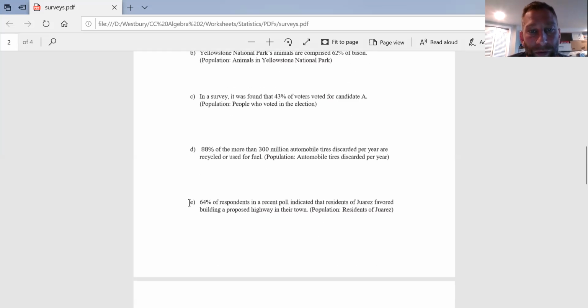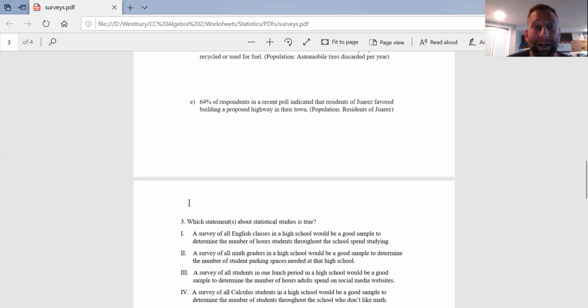88% of the more than 300 million automobile tires discarded per year are recycled or used for fuel. The population is the 300 million automobile tires. The sample is the 88% that were discarded or recycled. 64% of respondents in a recent poll indicated that residents of Juarez favored building a proposed highway in their town. So the population is the residents of Juarez. The sample is the 64% who indicated that they favored the highway.